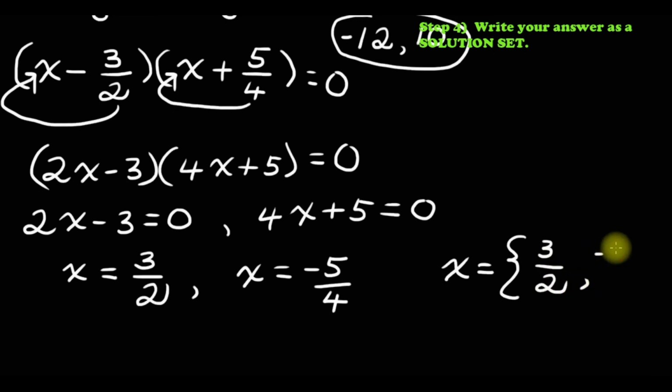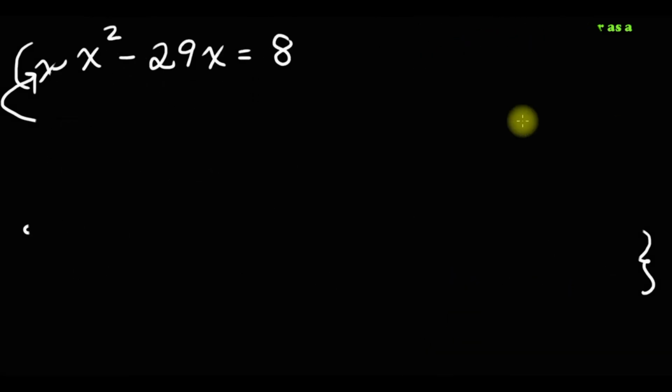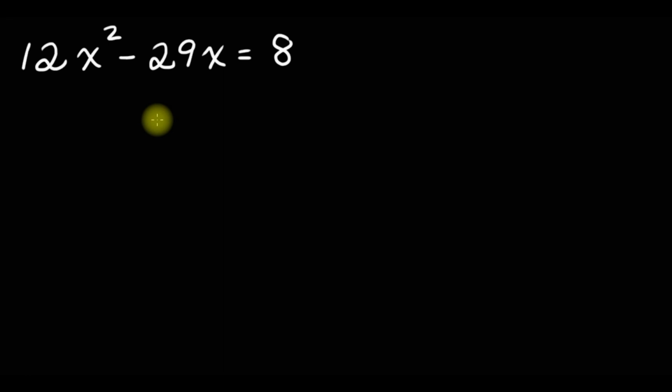And then the other one is negative 5 over 4. All right, so those are your two answers. And that's how you solve quadratic equations by factoring. Okay, so let's take a look at another one.